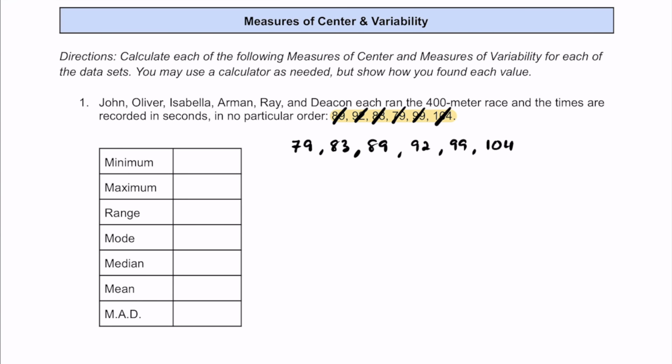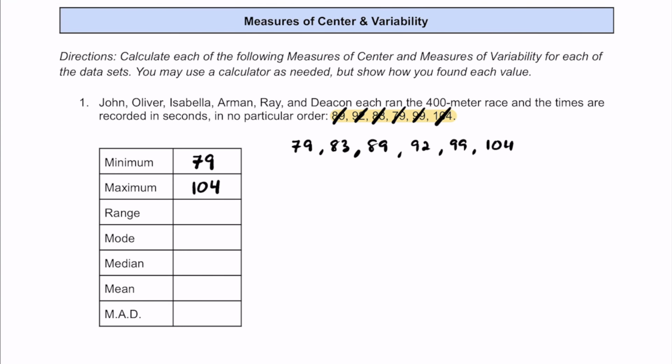So the minimum here, looking for that minimum, is going to be the smallest value. That's going to be 79. So I'm going to put 79 down. That is going to be the fastest time, so it's actually the best one here. And then what about the maximum? Well, the maximum is going to be 104 seconds. So that's going to be the longest someone took here.